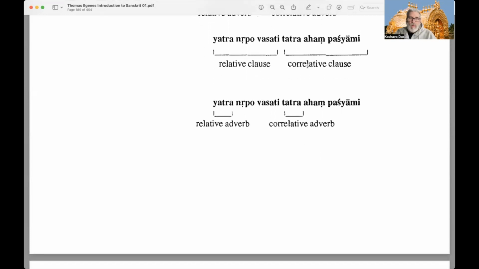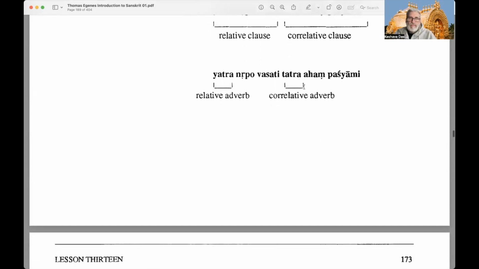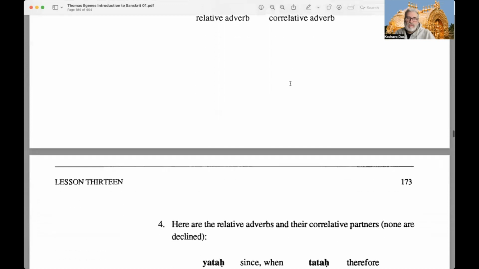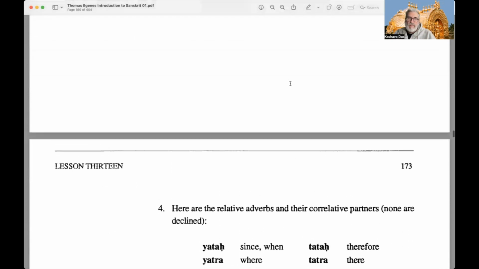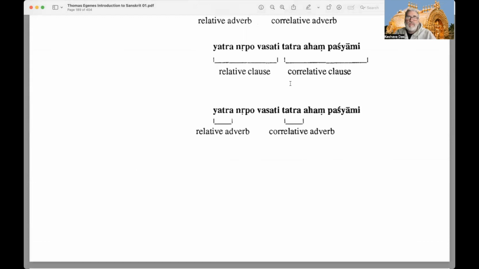Okay. So now it explains the same thing in Sanskrit. Yatra is the subordinate clause adverb, and tatra is the adverb that starts the primary clause, either relative or correlative clauses. So now here are relative adverbs and their correlative partners. What does that mean? Usually the relative comes first and the correlative comes second, or the secondary comes first and the primary comes second. The subordinate comes first and then the primary. The way he says it is good. I like the way he says it, relative and correlative.